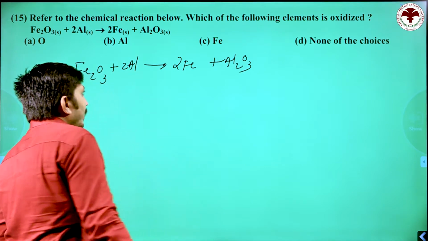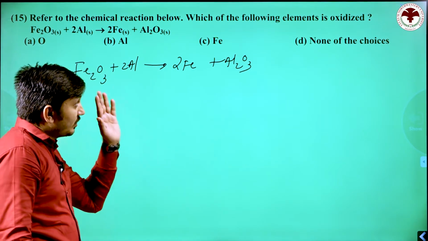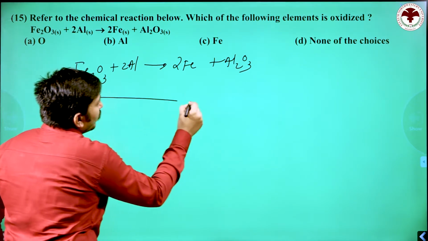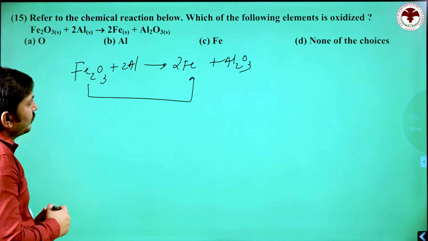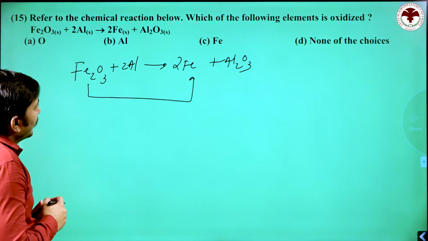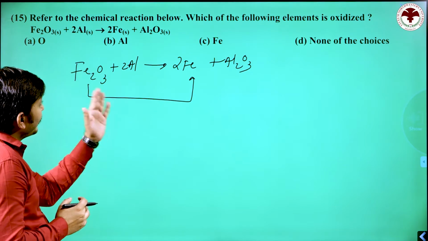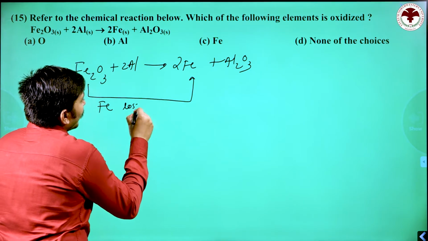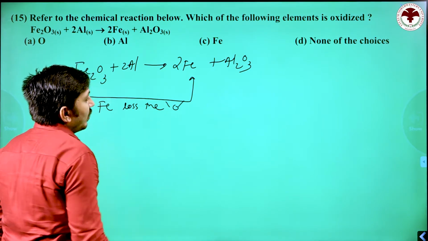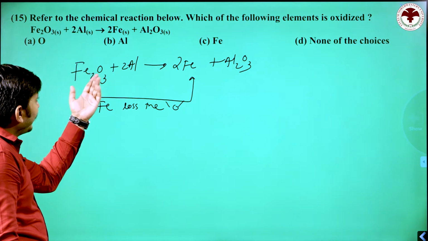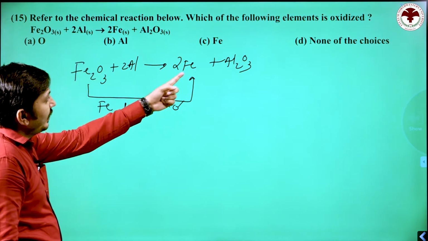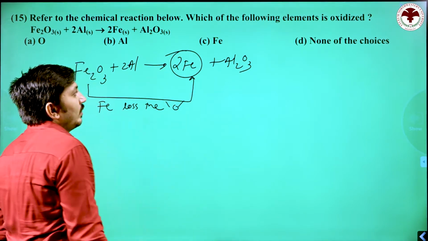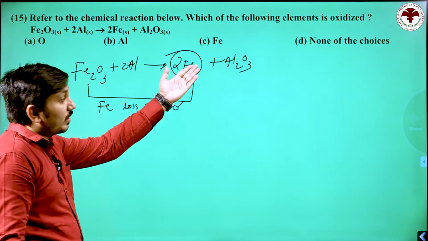Okay, think about it carefully, see this reaction carefully. Fe2O3 is converted into Fe. What is occurring here? Here we see the result and we conclude that Fe loses the oxygen. Because there the oxygen atom was combined with Fe, and now Fe is free. There is no oxygen atom combined.